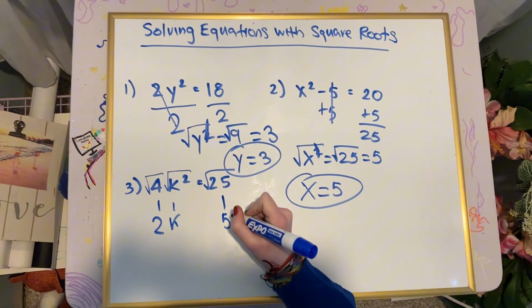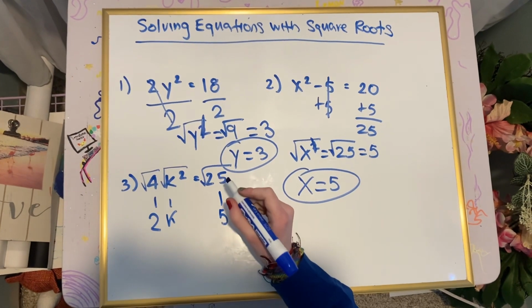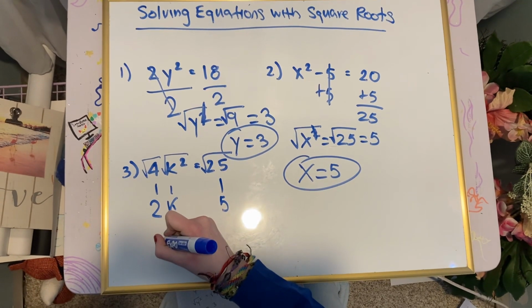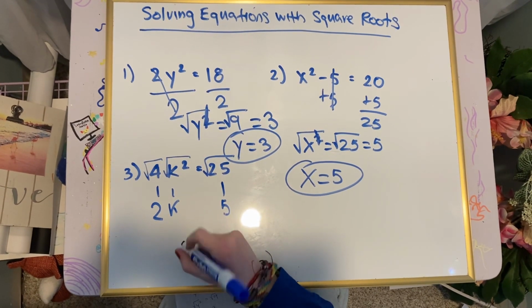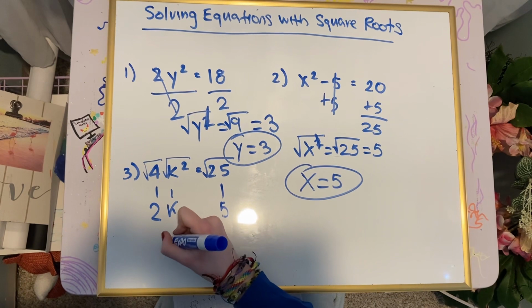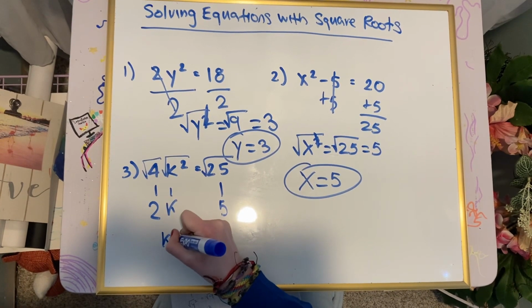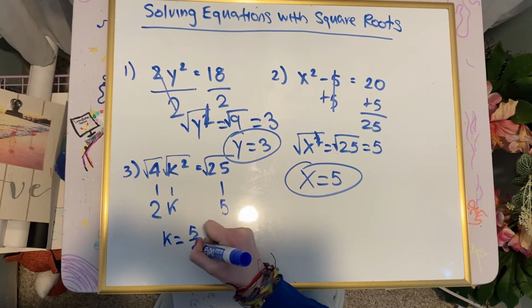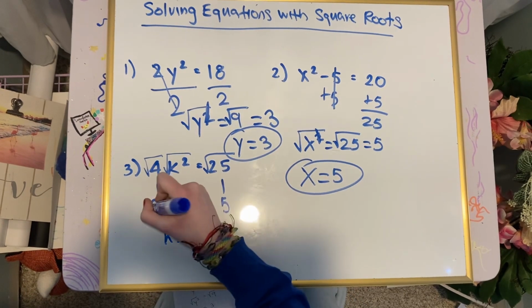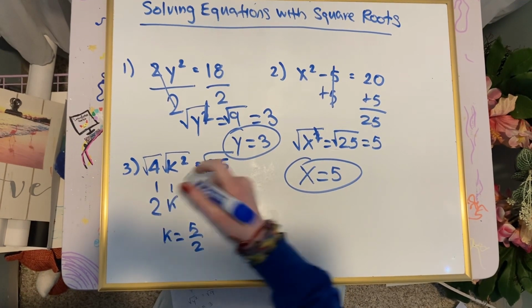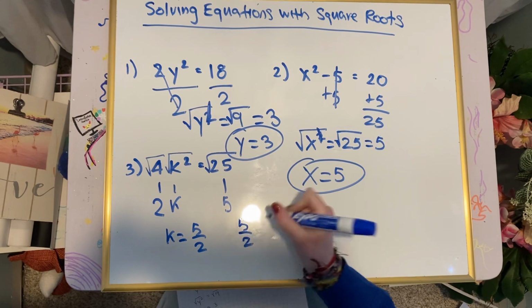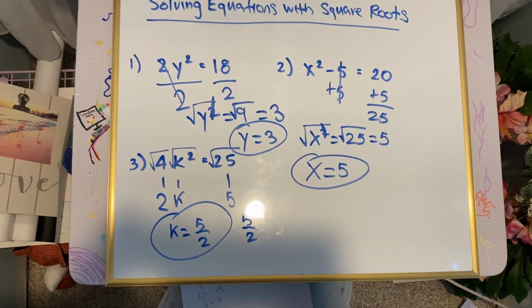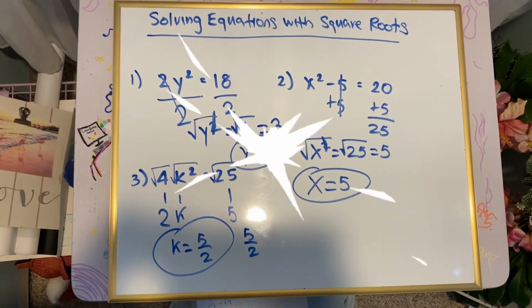So what we're going to do now is write it as k equals 5 over 2 because we had to try to divide 5 and 2 together. They don't go in together, so the answer is a fraction.